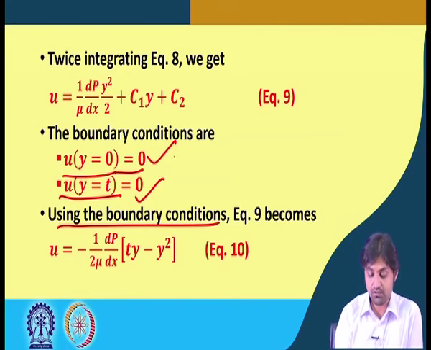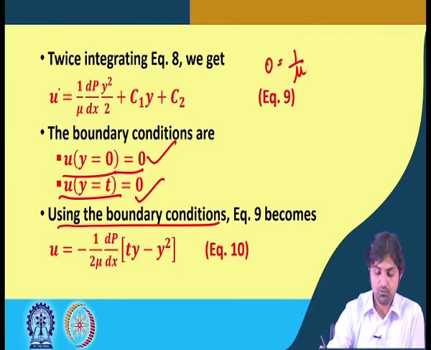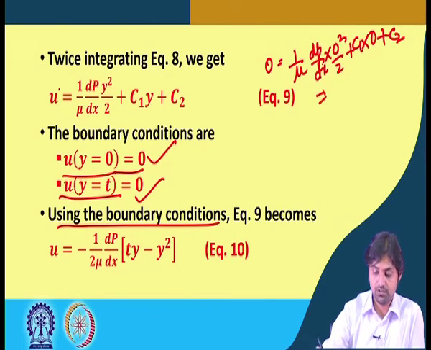I will quickly tell you how it is done, so that you are able to repeat it at home. We say u at y is equal to 0 is 0. So in this equation we put u is 0 at y is 0: 1 by mu dP/dx, 0 square by 2, plus c1 into 0, plus c2. This will give c2 is equal to 0.